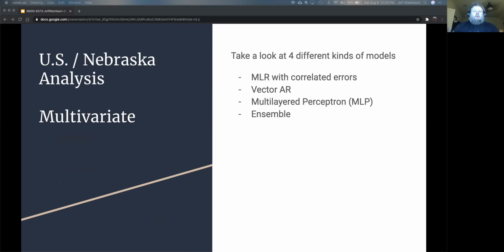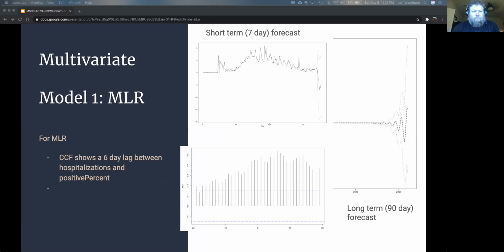To look into the US and Nebraska data further, I looked at 4 different multivariate models. We have an MLR with correlated errors, the vector AR, an MLP, and an ensemble of the MLR and MLP models. The MLR model found that there was a 6-day lag between hospitalizations and the positive percent. I like the variable and you can see the forecast in the charts. The short-term and long-term ASEs were okay, but I'll cover those at the end.